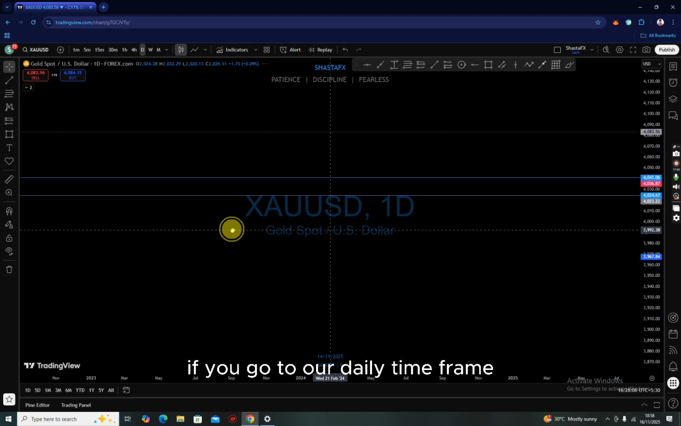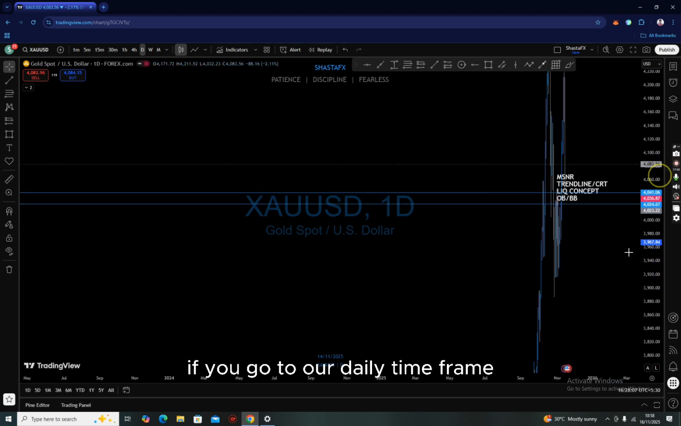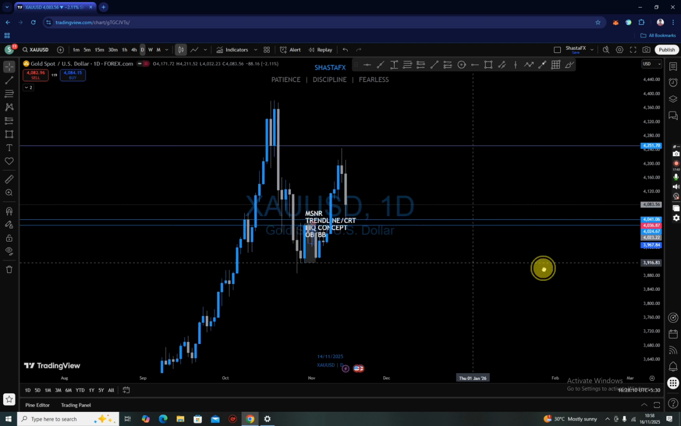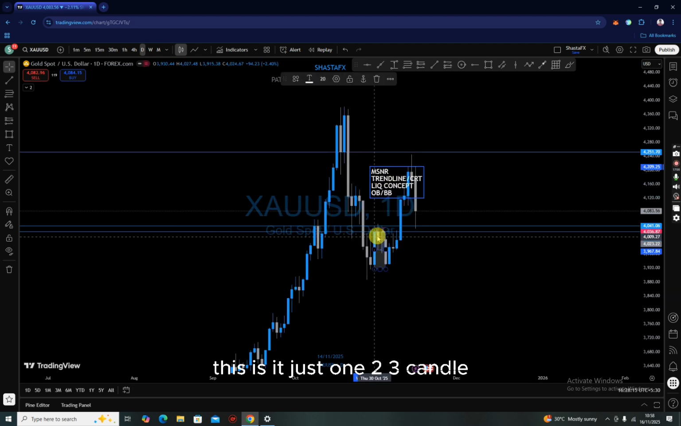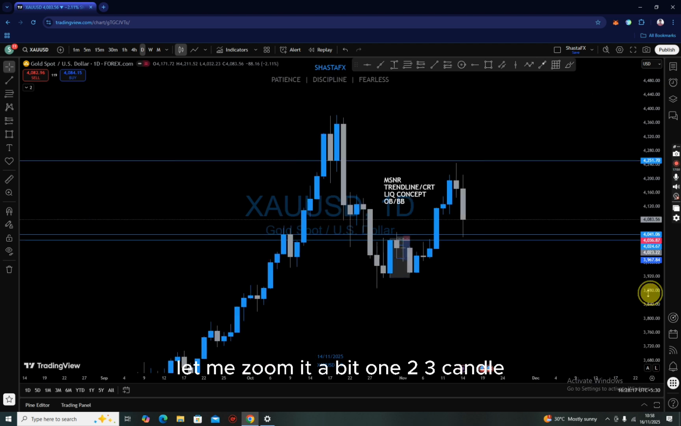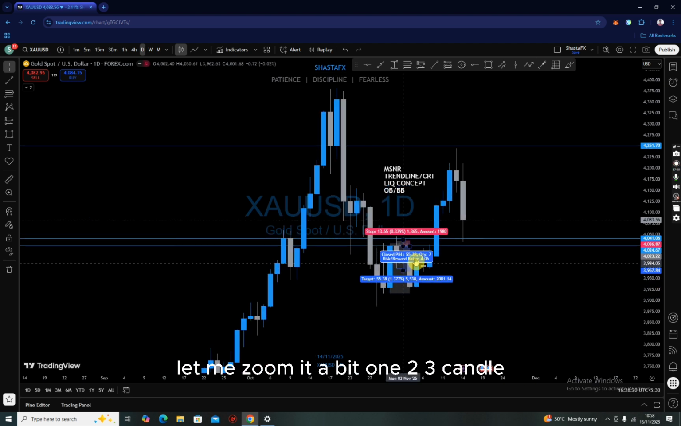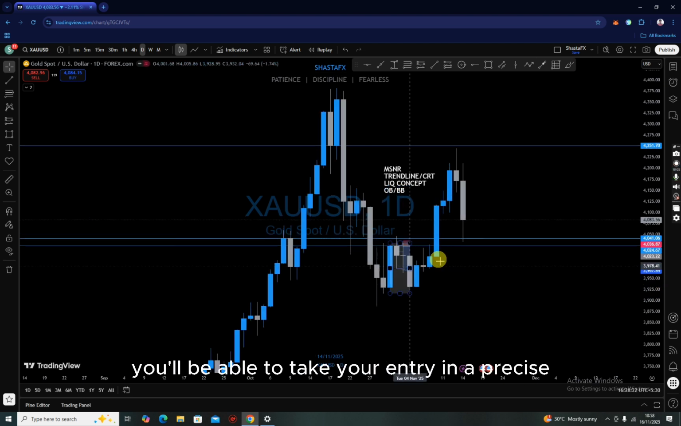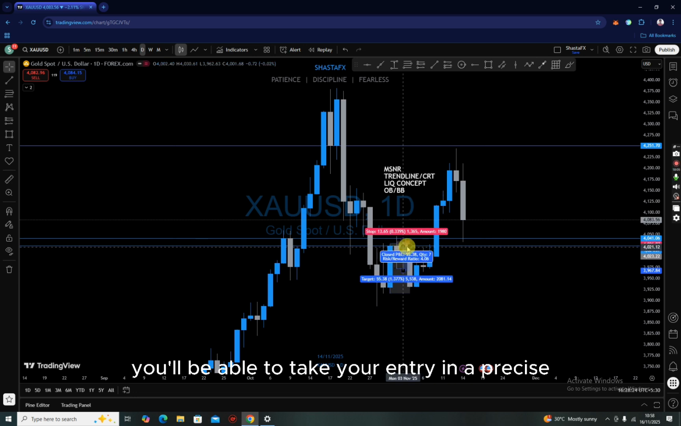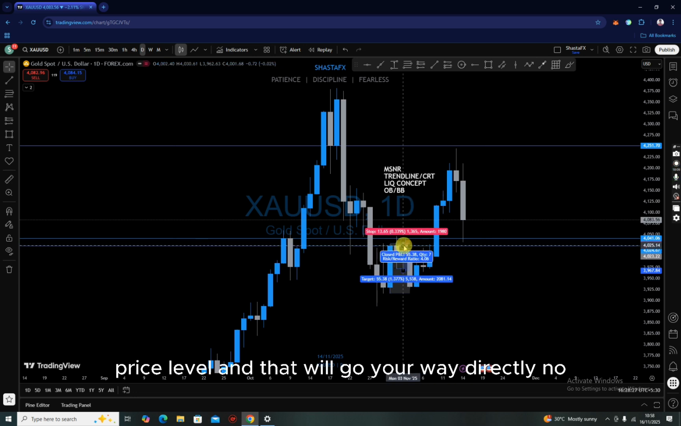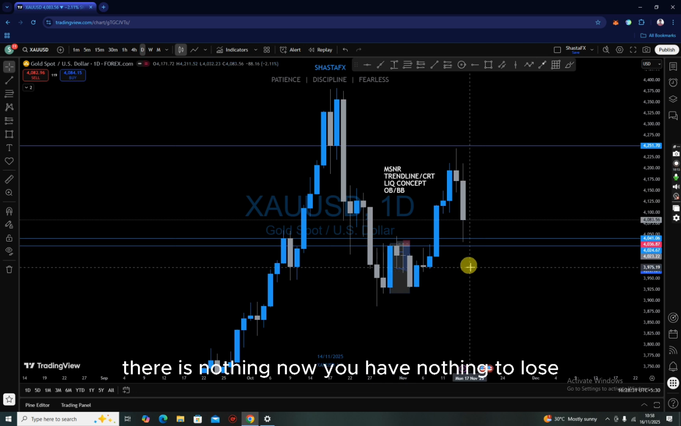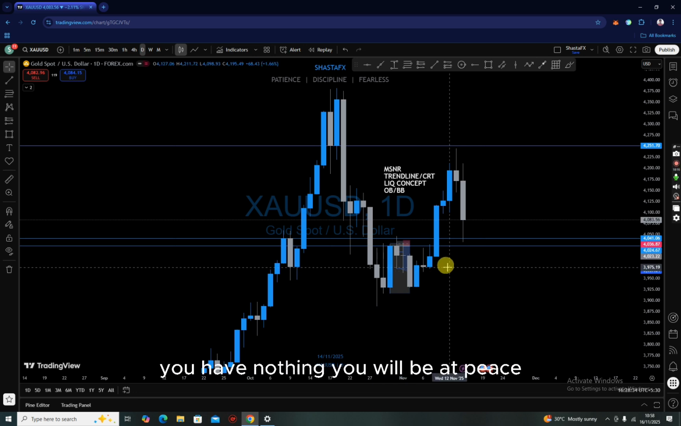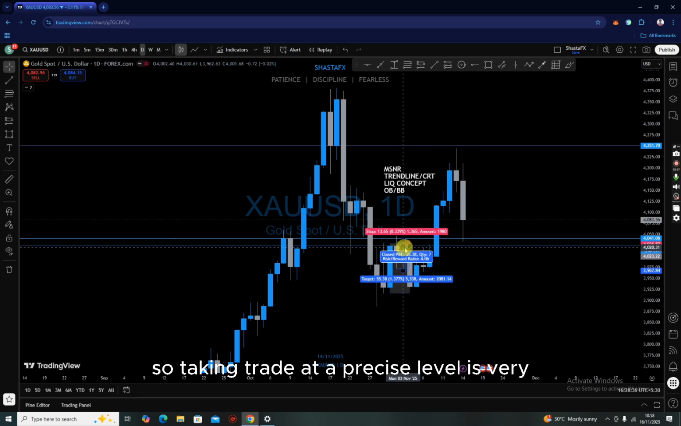If you go to our daily time frame, this is it. Just 1, 2, 3 candle. Let me zoom it a bit. 1, 2, 3 candle. So you see, you will be able to take your entry at a precise price level, and that will go your way directly. Now you have nothing to lose. You will be at peace. So taking a trade at a precise level is just the best.